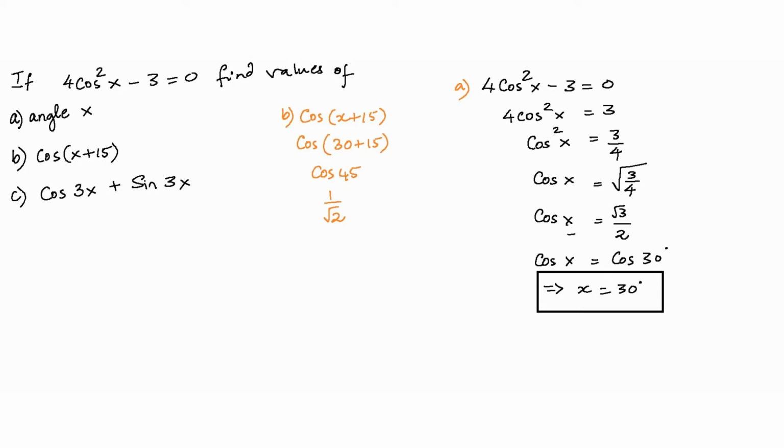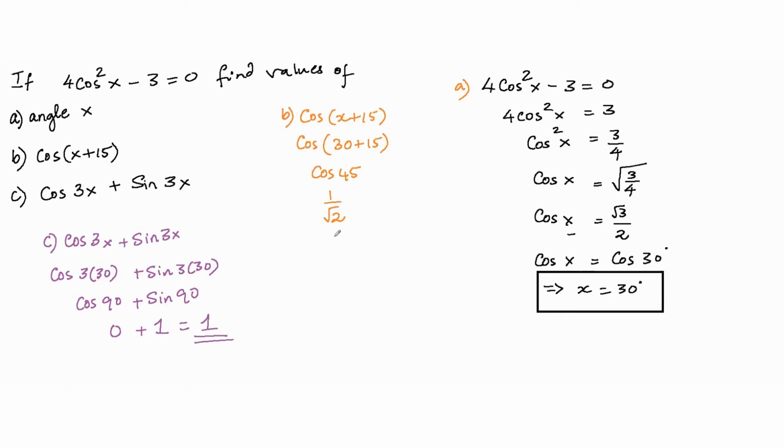In the C subpart, I am supposed to find cos 3x plus sine 3x. I have already found the value of x, x is 30. So this becomes cos of 3 times 30 plus sine of 3 times 30, which becomes cos 90 plus sine 90. And I know the value of cos 90 is 0 and sine 90 is 1. Therefore, the answer to this is 1. So this is how I found all the three subparts. I will just pause for a minute and let you take a look at the solution, and then we move on to our next question.